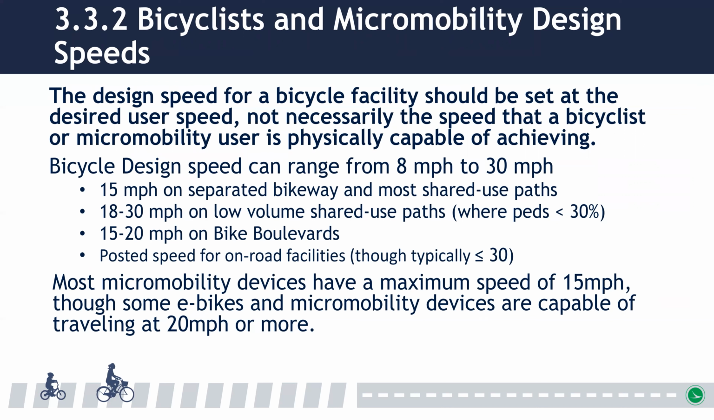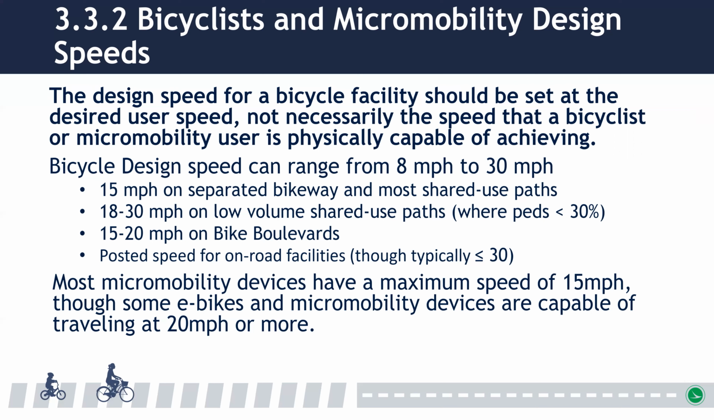Separated bike lanes and most shared use paths will use a design speed of 15 miles an hour. This is still higher than the typical interested but concerned bicyclist. Low volume shared use paths may function as bicycle highways for long distance travel with few conflicts, so a higher design speed may be appropriate.